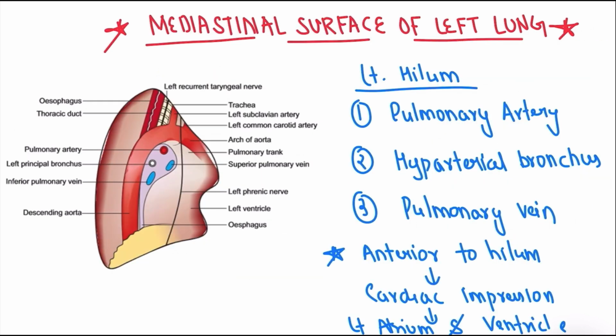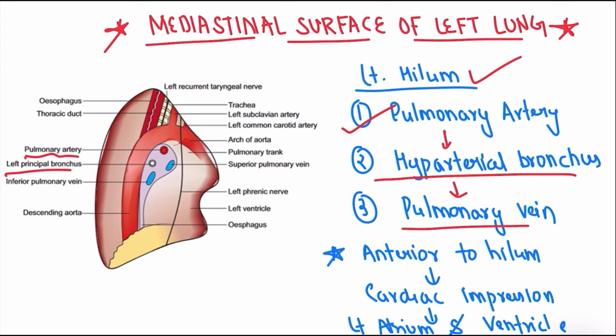Now coming on to the left lung. What are the mediastinal surface relations of the left lung? First, let's go with the left hilum. This is the left hilum. The structure present on the superior side is the pulmonary artery, followed by the hyparterial bronchus, which is mentioned as the left principal bronchus, followed by the pulmonary veins, superior and inferior pulmonary vein.